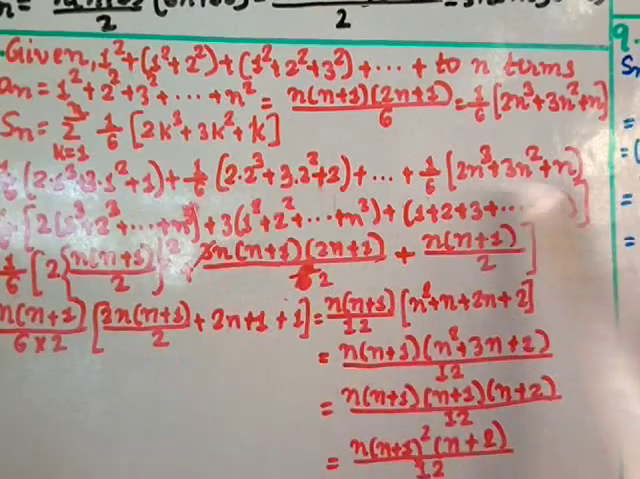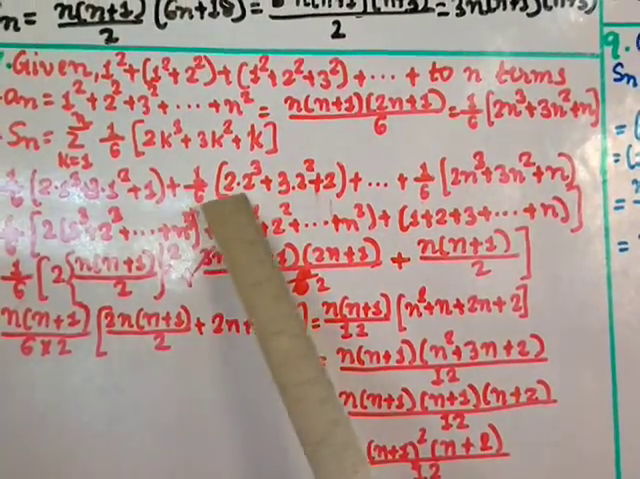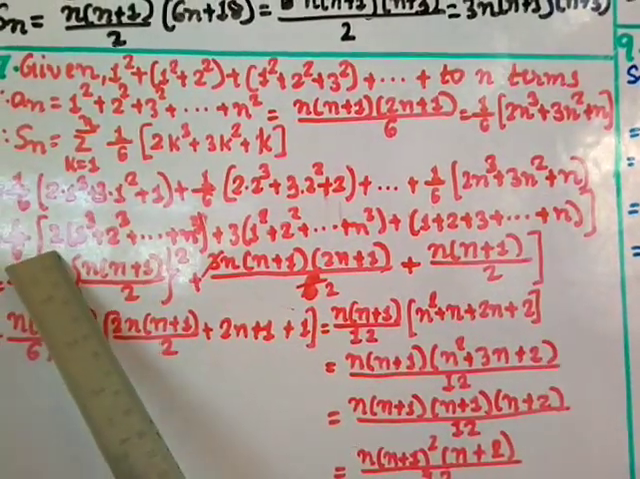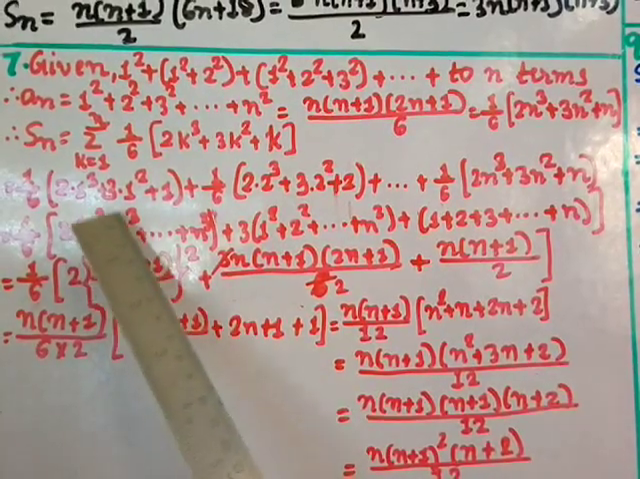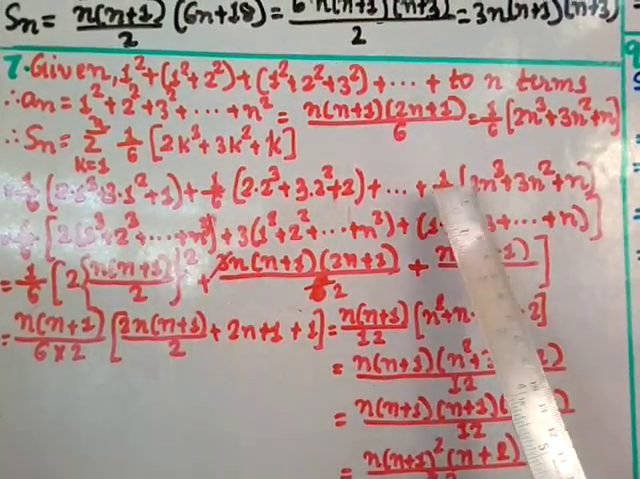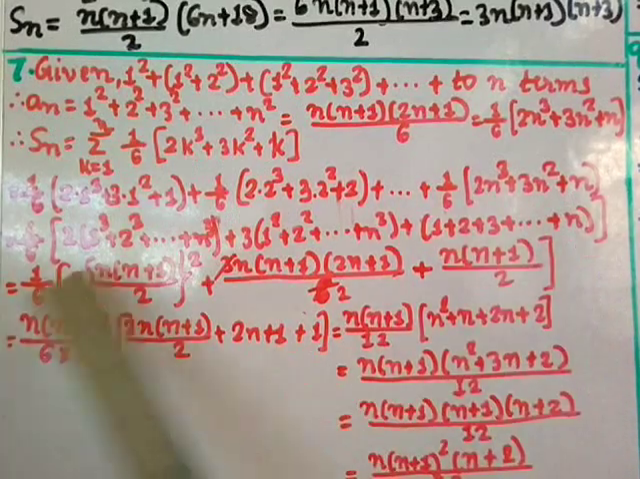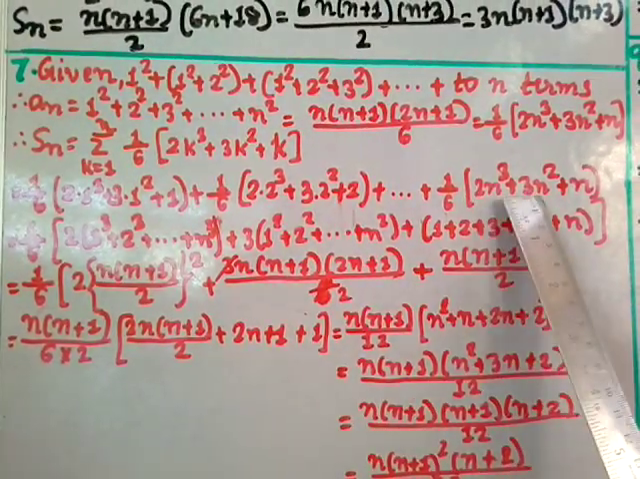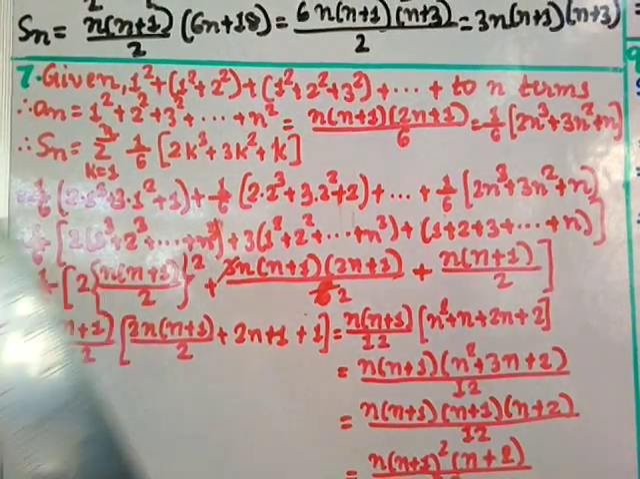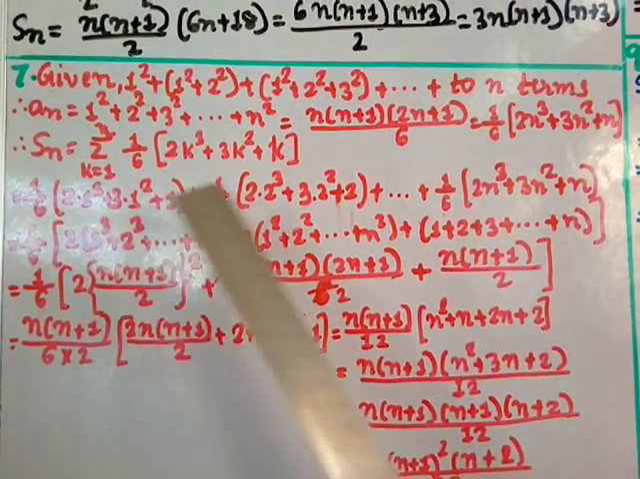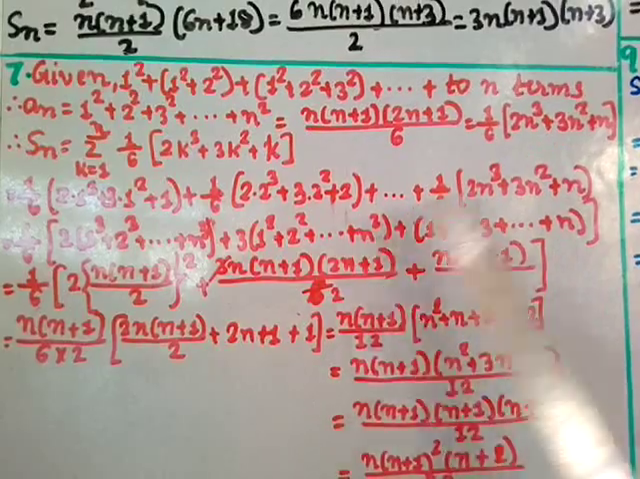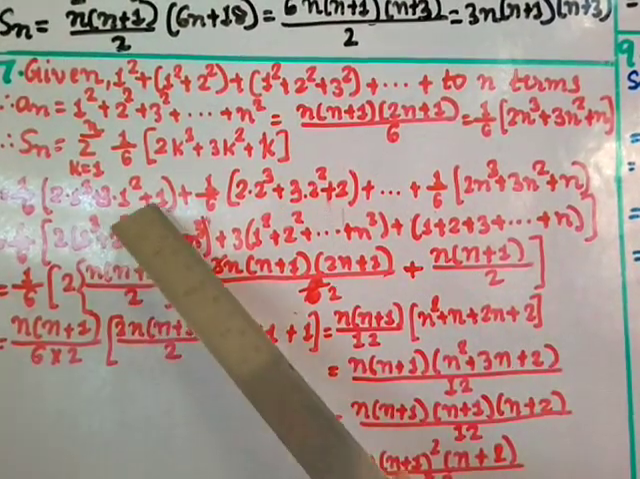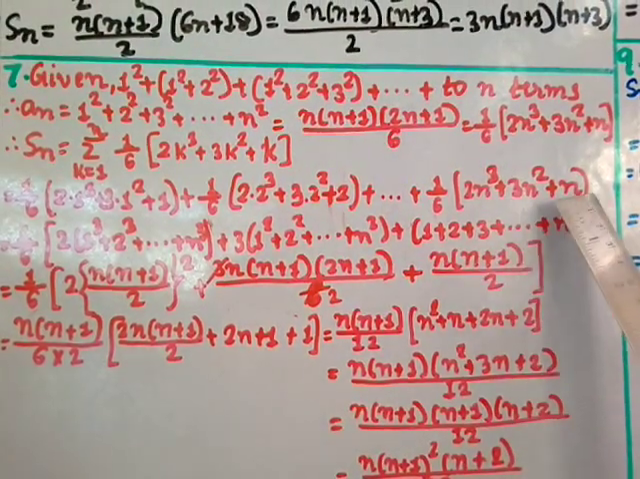Now the cube terms we can take together, and all these cube terms have got 2 common, so I take 2 common. Okay, so 1 cube plus 2 cube plus 3 cube plus up to n cube. Okay, and all have got 1 by 6, so I am taking 1 by 6 common. Plus now the square terms, all the square terms have got coefficient 3, so I can take 3 common. So 3 into 1 square plus 2 square plus 3 square plus up to plus n square. And next one is 1 plus 2 plus 3 plus up to plus n.